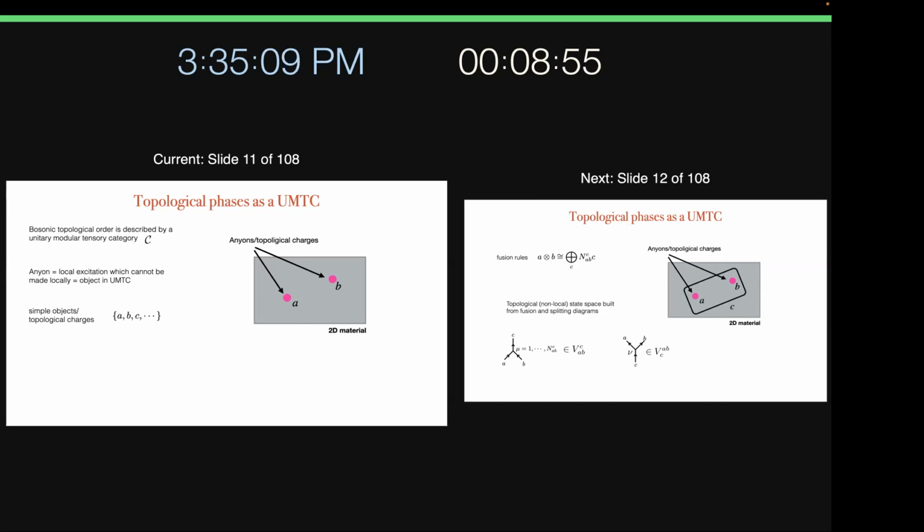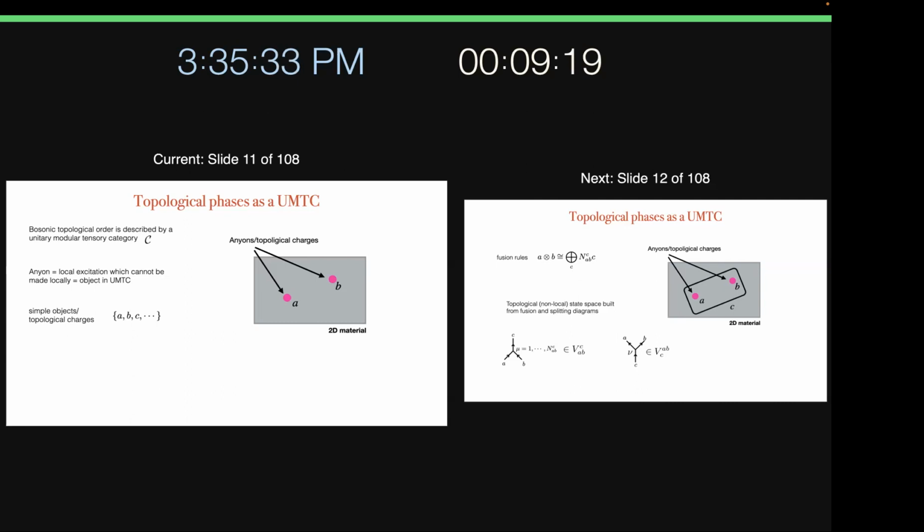So first off, an anyon is a topological excitation sitting inside a 2D material. You can have analogs in higher dimensions, but today we're just going to be talking about 2 dimensions. And they carry labels, which are meant to represent local excitations which cannot be made locally. Okay, anything that can be made locally we'll call a trivial excitation.